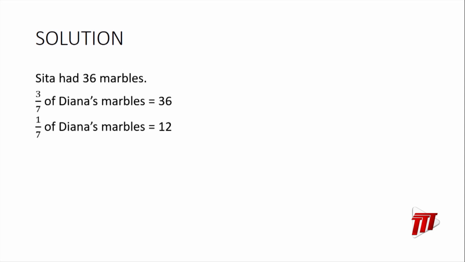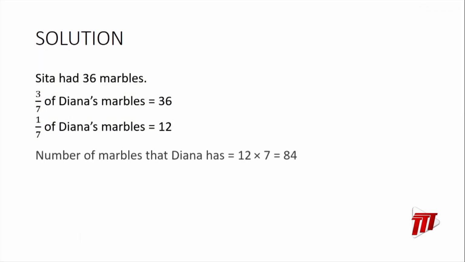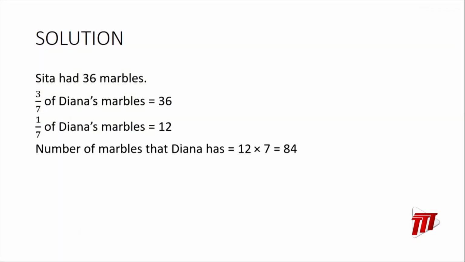Remember what the plan was? The plan was to find the number of marbles that Diana has, so we could add it to Sita's 36 and we would answer our question. Now if 1/7 of Diana's marbles is 12, how much is her whole? How many sevens in a whole? 7 sevens. So that 12 would have to be multiplied by 7 to give us the whole number of marbles that Diana has. So we have that Diana has 84 marbles.